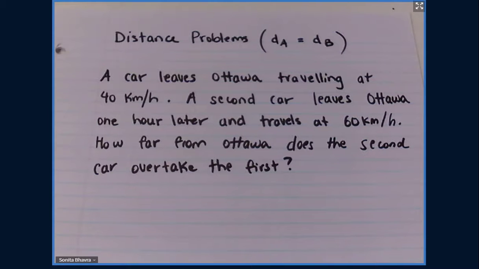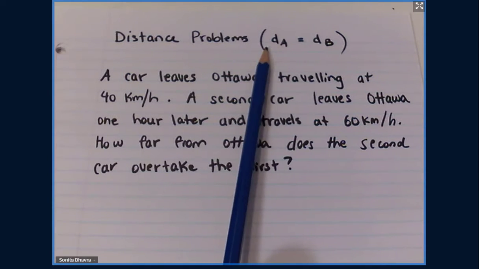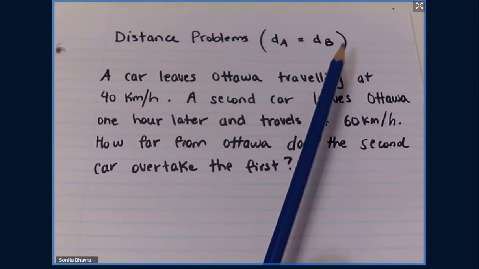All right, so today we are looking at distance problems in the form distance of A is equal to distance of B. In these kind of word problems involving distance, the rates and times for vehicles are going to be different, but the distance covered will be the exact same. So because the distance covered is the same, we can say that distance of A is equal to distance of B.